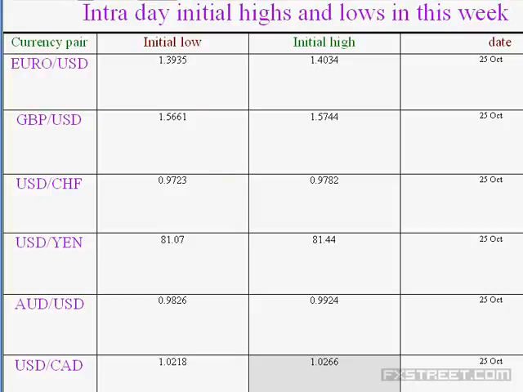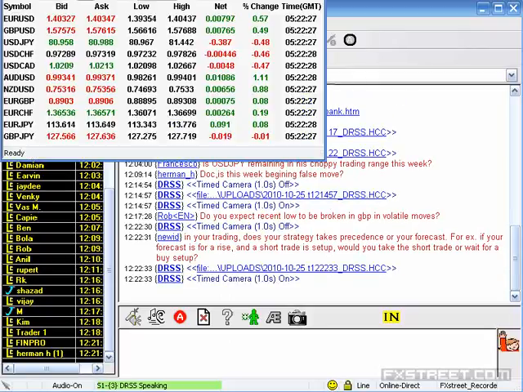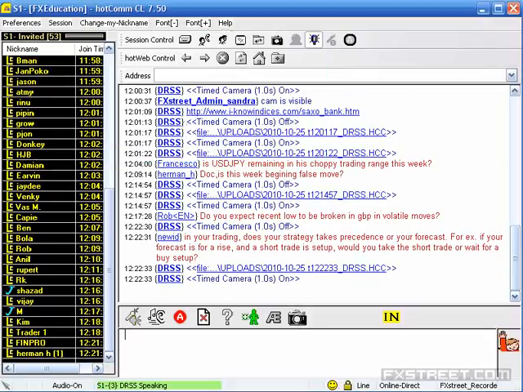Let me minimize the PowerPoint presentation and take up the questions which are asked here. Meanwhile, I'll focus the camera over there at the live market code page.